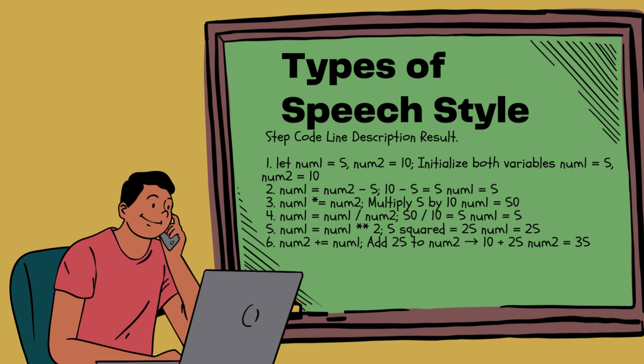Now we square num1 using num1 *= num1, which gives us 25. Finally, we add num1 to num2 with num2 += num1, resulting in 35, but the final value being asked is for num1, which is 25.